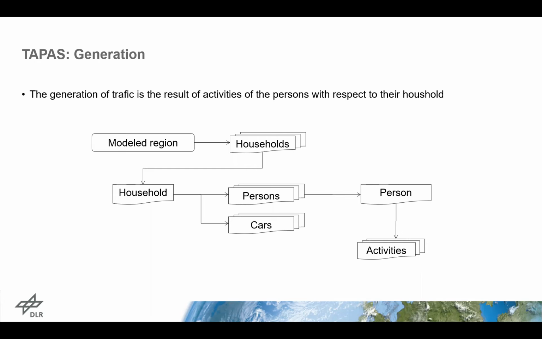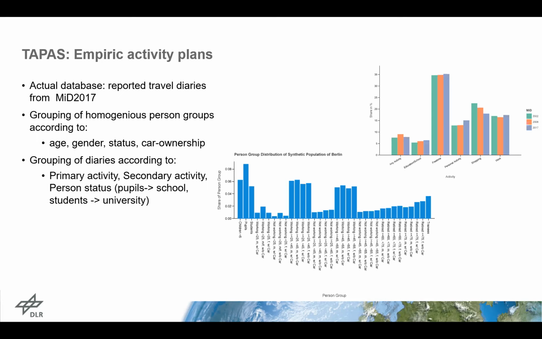What we are doing is, let's start from the modeled region point of view. We have a modeled region, we have the households. Every household consists of persons and cars, and then we assign every person in this household some activities. In Germany, we're using our national household survey. In America, there are other surveys, but basically we need a source of empiric activity plans. So that's usually travel diaries, and that's a good source for it. You can use other diaries or other surveys, but household surveys are usually the best source for it.